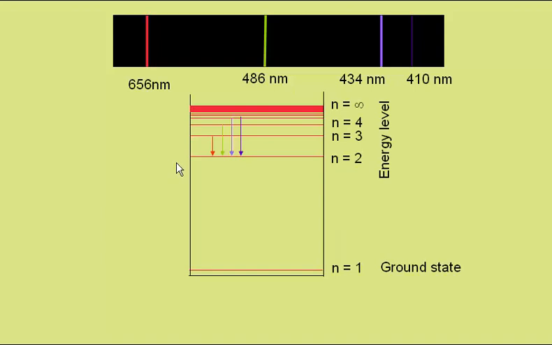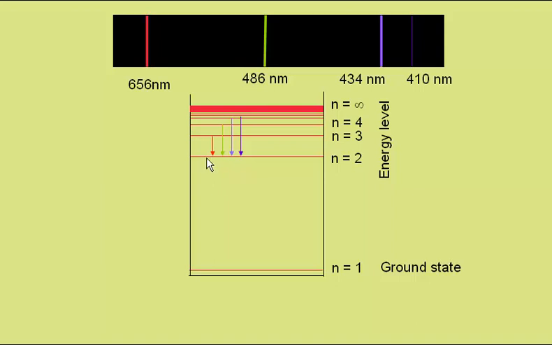So here we have our energy level diagram again, with some details missing for clarity. The red line here equates to a drop from n=3 to n=2. The green line from n=4 to n=2, and so on. These lines are the visible lines given off by hydrogen. They're called the Balmer series because it was a man called Balmer who discovered them.